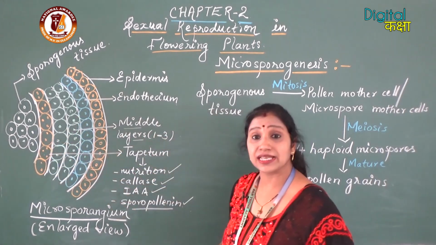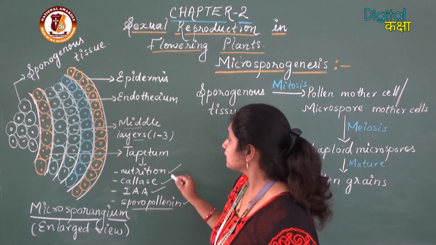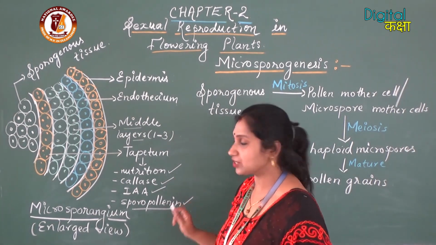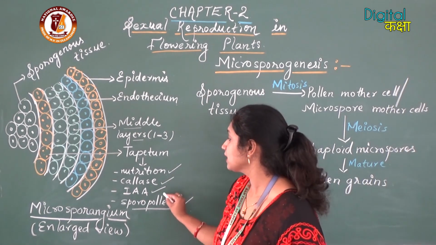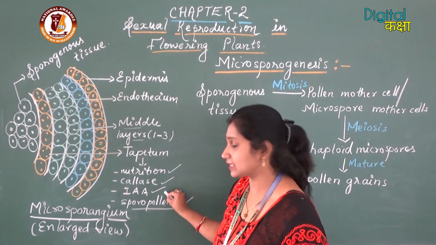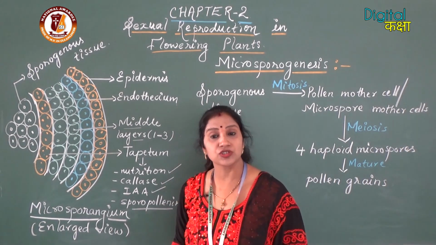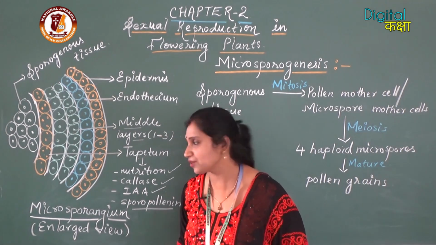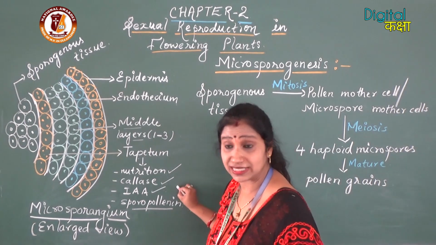The tapetum cells have more than one nucleus, and they serve a number of functions: nutrition, secretion of callase enzyme, secretion of indole acetic acid, and production of certain chemical constituents of the pollen grains. Okay, so we have discussed the different layers.